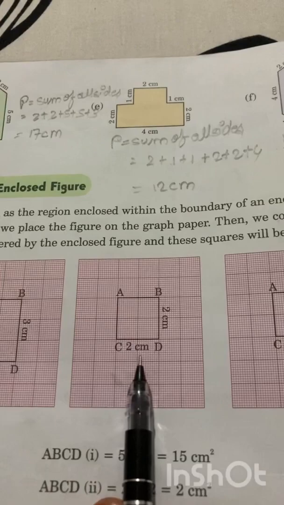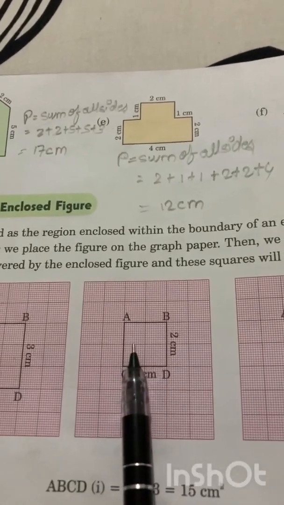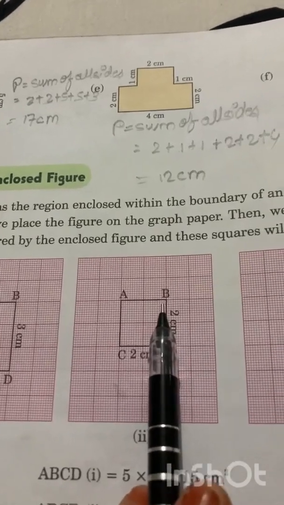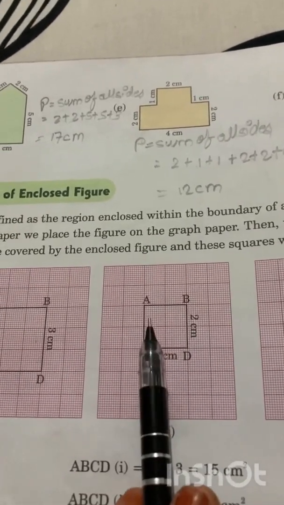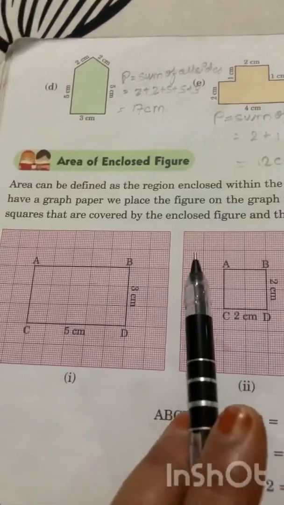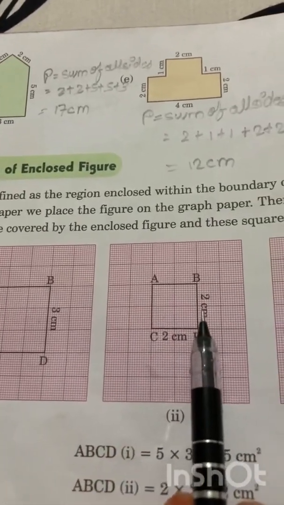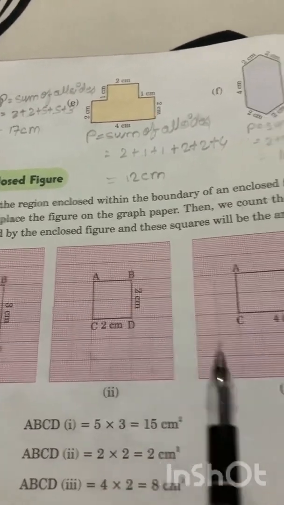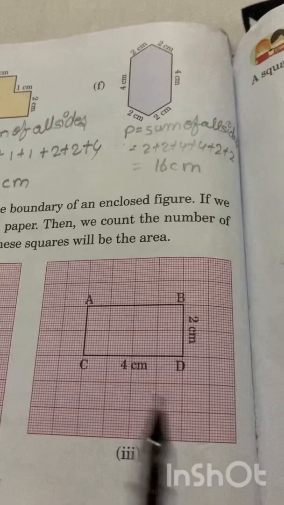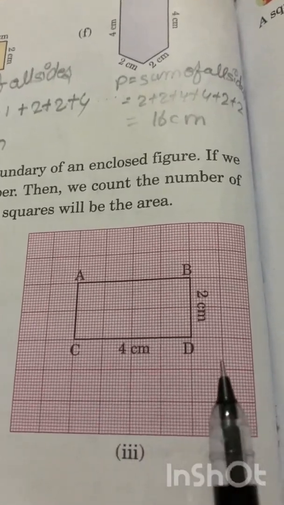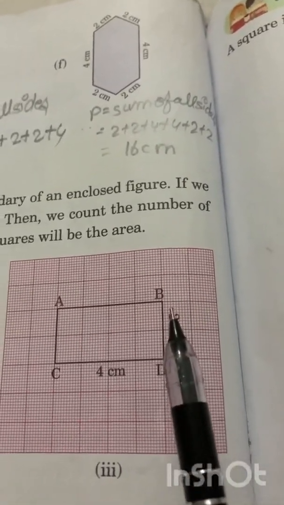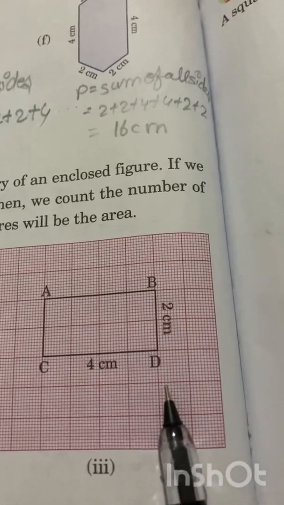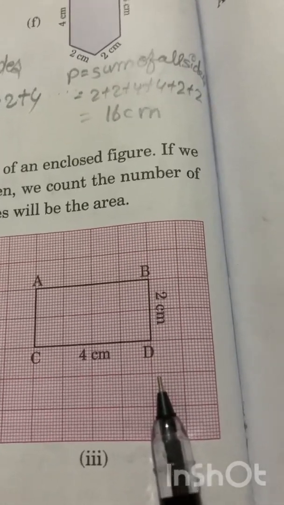Come to the second figure. So how many squares do we have in the length? We have only 2 squares, and we also have 2 in the breadth. That means 2 into 2. 2 into 2 is 4. So 4 centimeter square is the area of this figure. Come to the third one. We have 4 centimeter length and the breadth is 2 centimeter. That means 4 into 2, 8 centimeter square is the area.